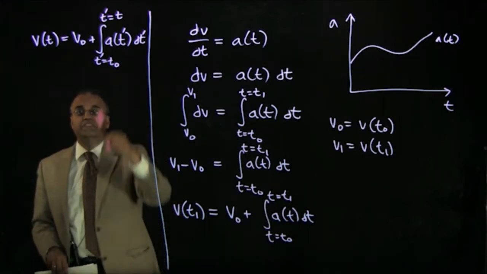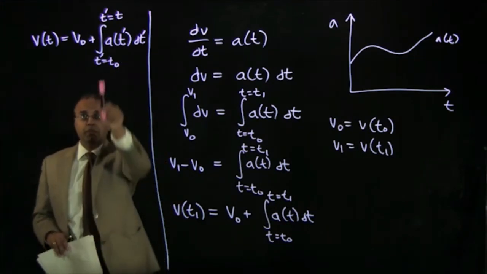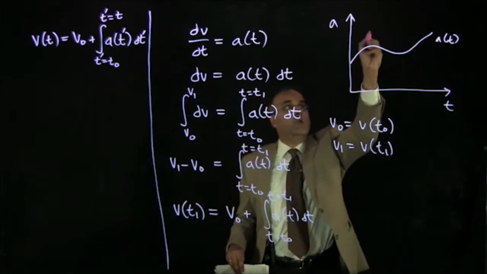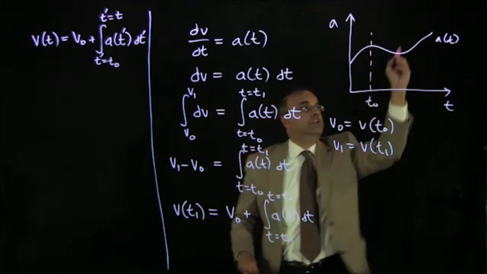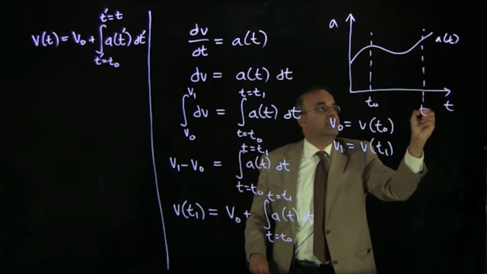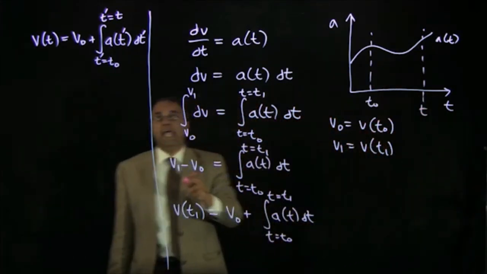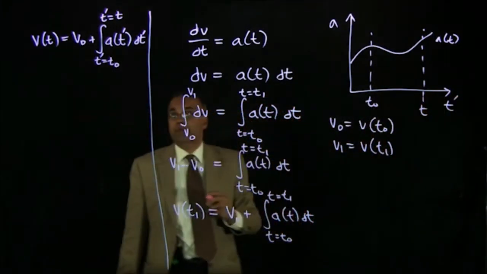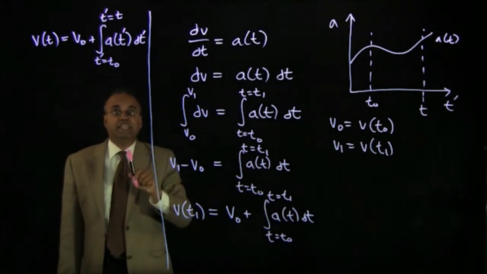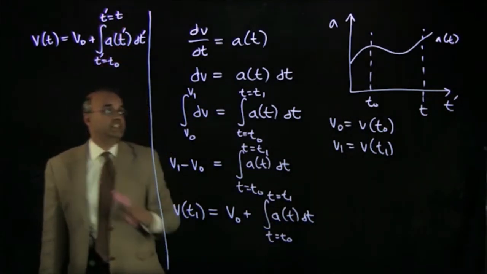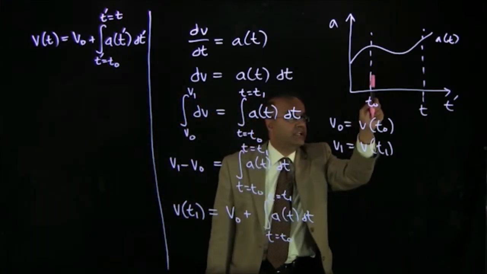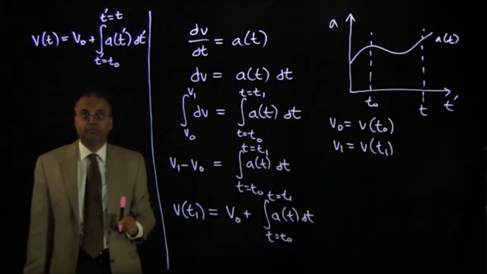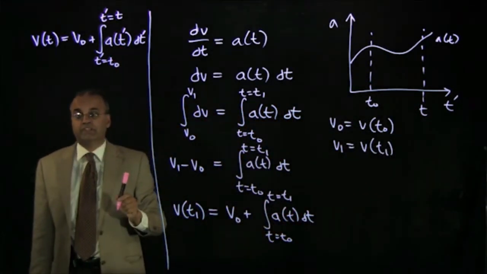T prime here is the integration variable. It's a placeholder. Remember, the integral here, the definite integral, represents an infinite sum of rectangles between a time t naught and a later time t. And this variable t prime is taking every value from t naught to t. So t prime is representing the running time variable for all of our strips that we're adding up over this definite integral. Okay? So it's a placeholder variable. We sometimes call it a dummy variable.